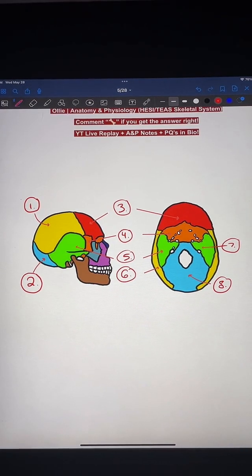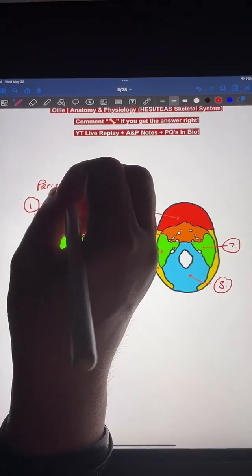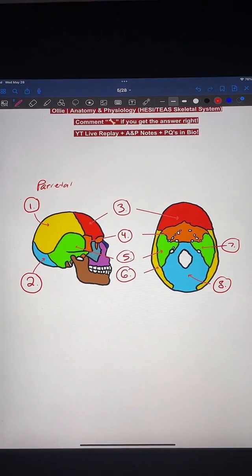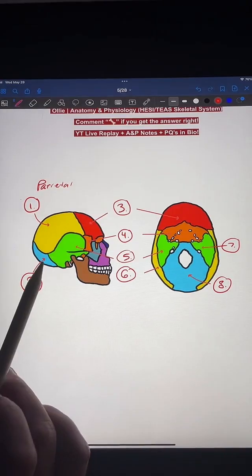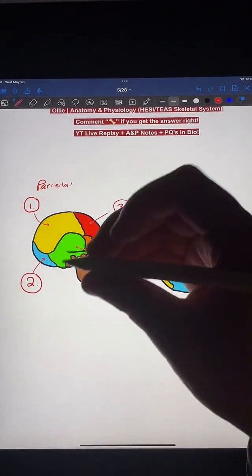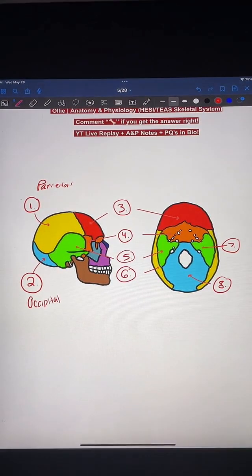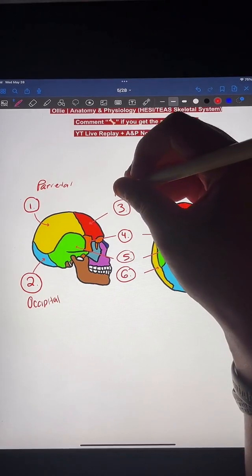Number 1. What is number 1? What bone is that? Fantastic. It is the parietal bone, guys. Awesome. Number 2. What is number 2? It's like kind of the blue section down here. Fantastic. It is the occipital. Number 3. Let's move on to number 3. What is number 3? Give you guys a moment to answer. Fantastic, fantastic. It is the frontal.